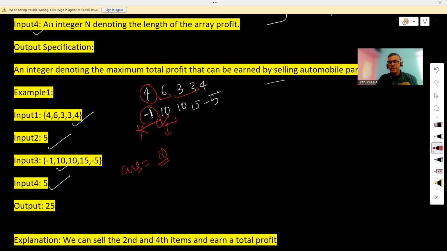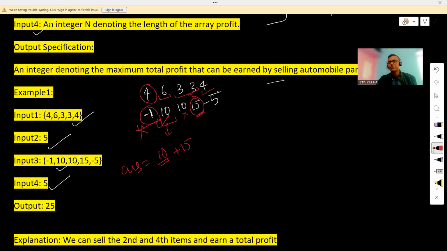So what will we choose? It is a simple case. We will choose 15 instead of 10 because by selling this part we get more profit. So we are not selling this one, we are selling this part, and we are getting some profit here also. Now 10 plus 15 will be what? Till now we have our profit as 25.